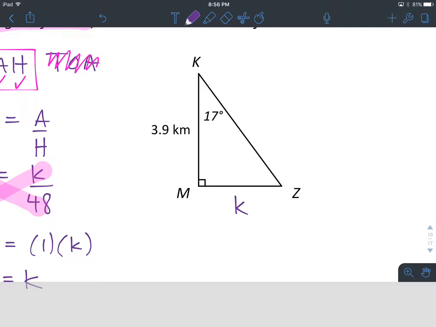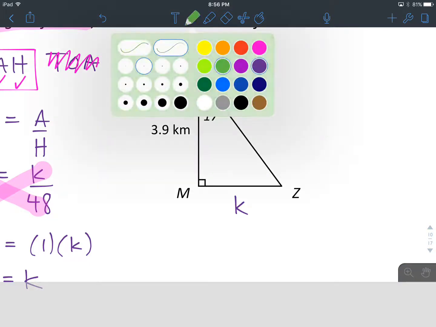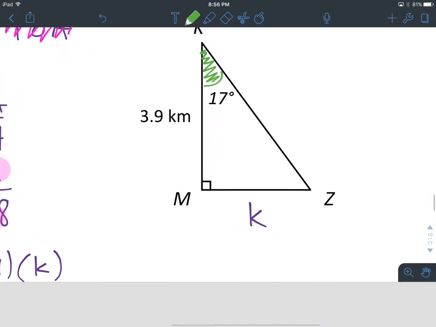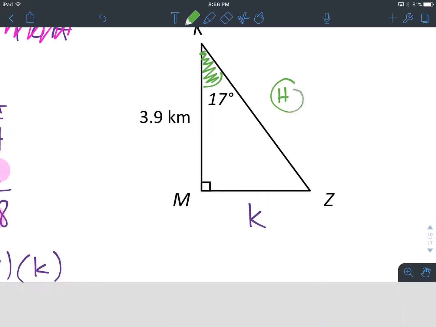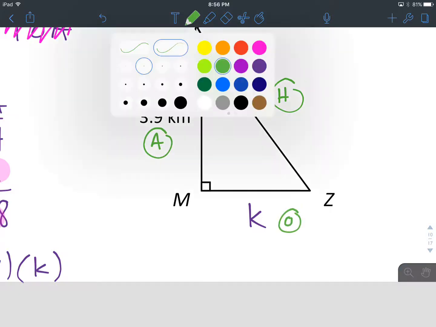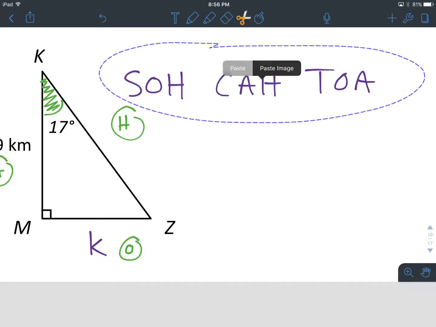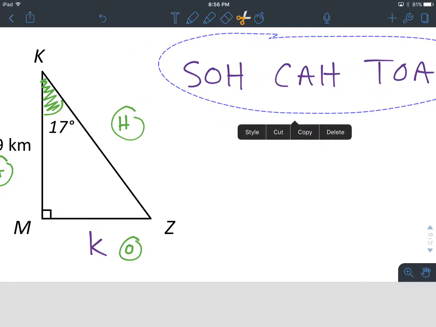Okay, you're back. Let's start by labeling our reference angle, which again I'll choose 17 degrees here. So there's my 17 degrees. From there, this side here is my hypotenuse, this is my opposite, and this is my adjacent. Now I'm going to set up that SOHCAHTOA again, and I'm going to try to determine which of these trig ratios to use.